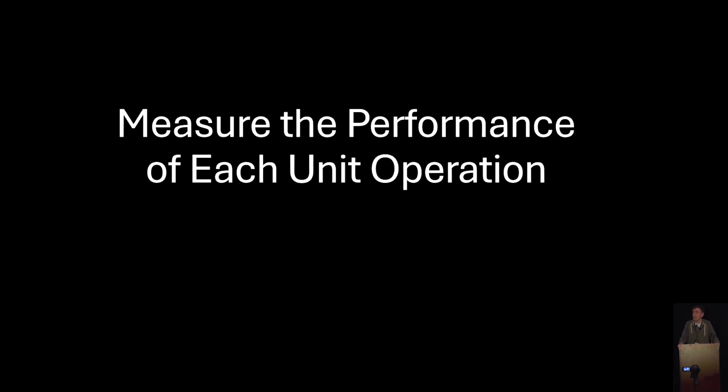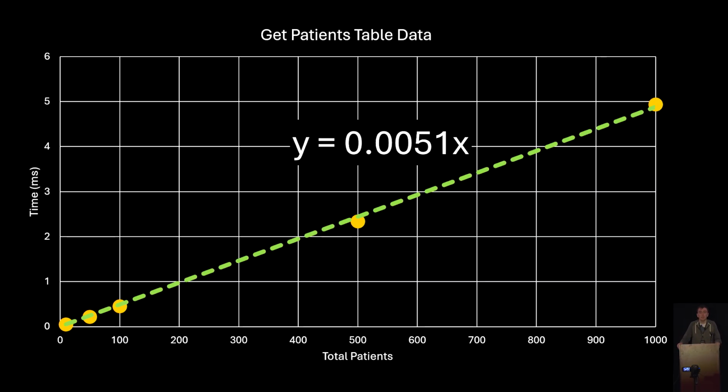So now that we know the unit operations involved, we now need to figure out what the performance is going to be for each one of them. So here I'm just looking at getting data from the database. I'm not going to go through each one of these because I feel like it'd be a little repetitive and not so much fun. So we're just going to focus on this one.